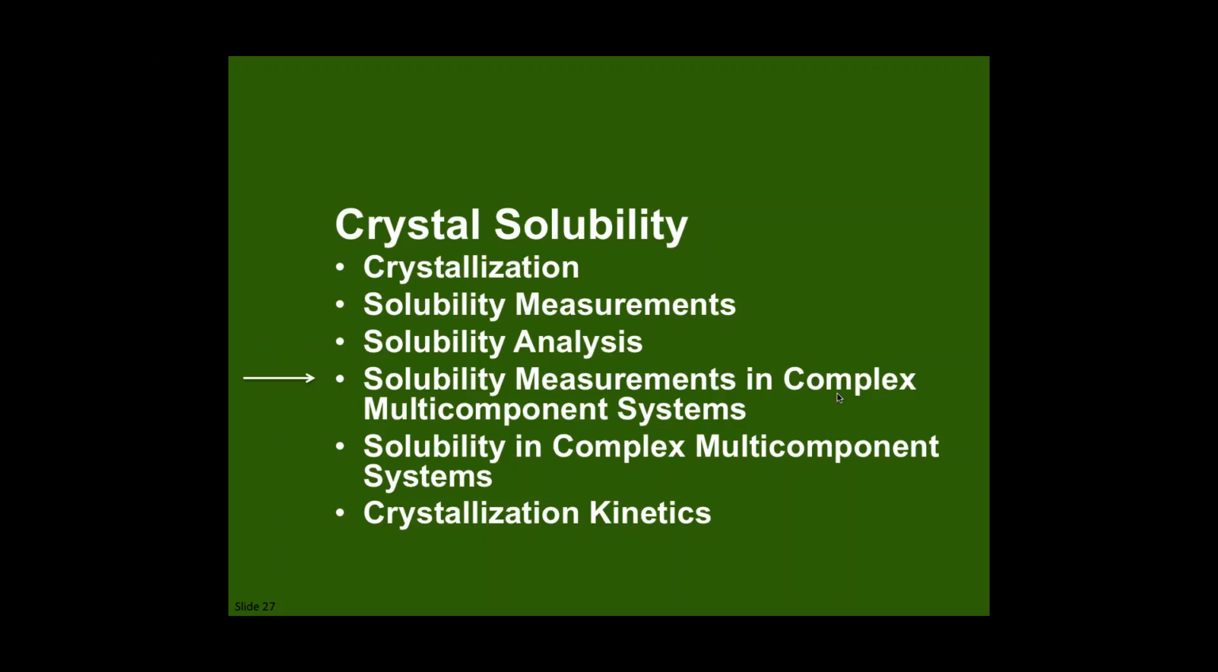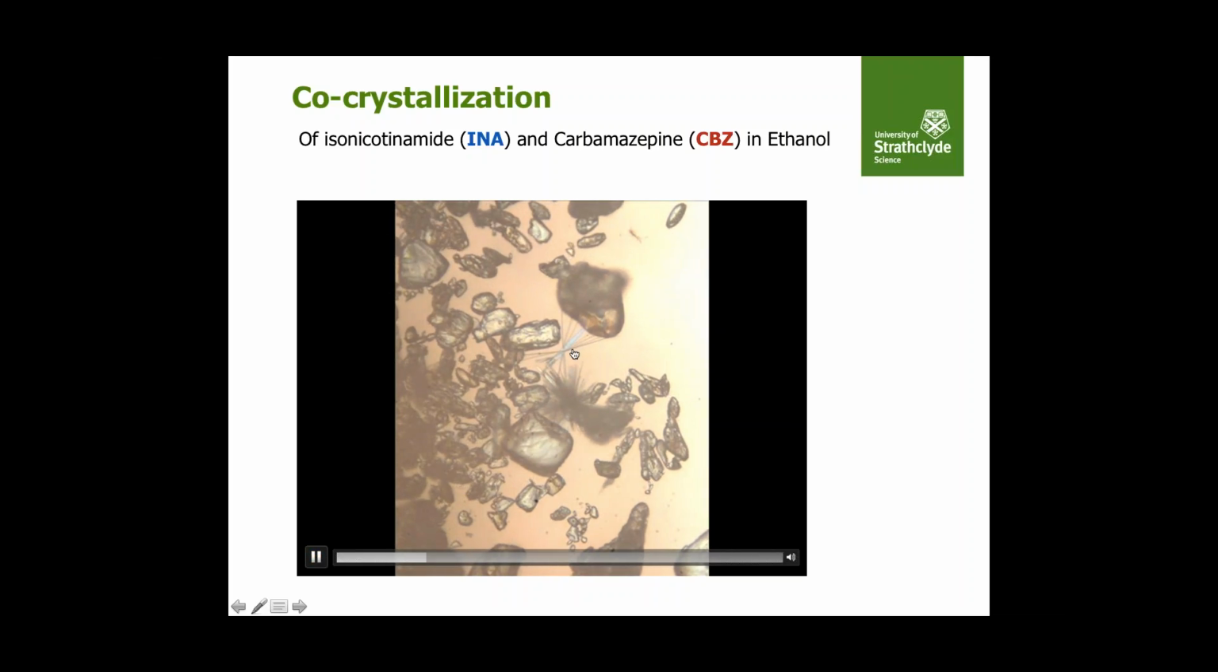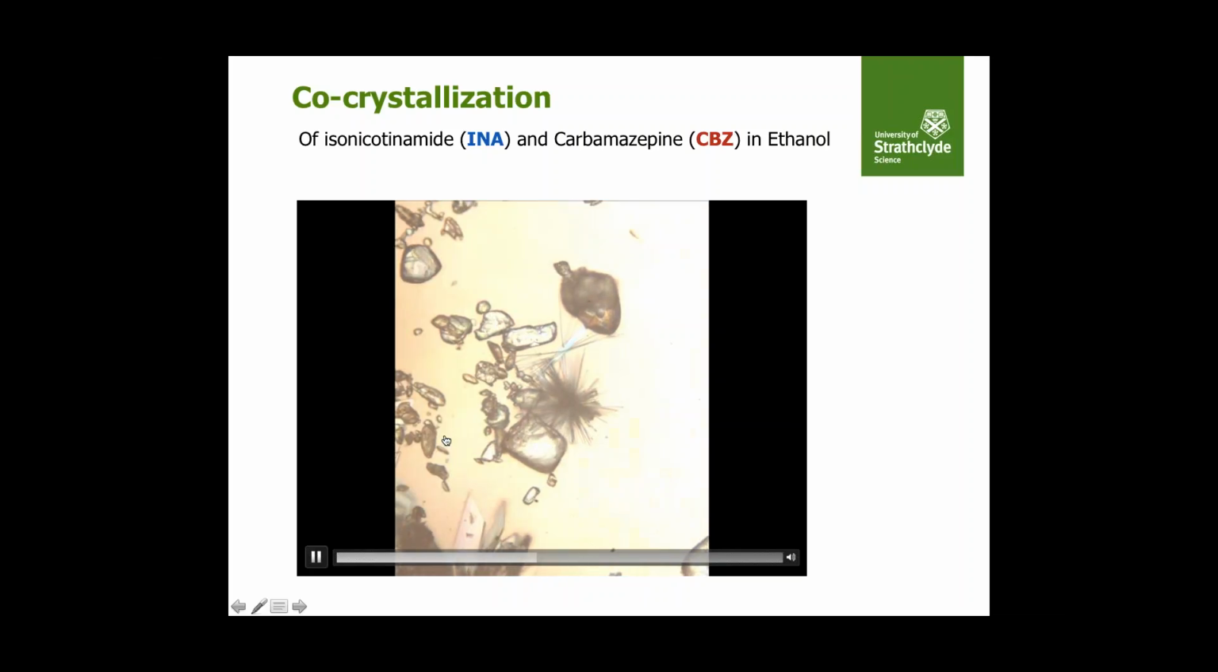So I'm going to the solubility measurements in complex multi-component systems. If you have several components in your system, you might end up crystallizing a compound that consists of several components, like in this movie, where you see a suspension of isonicotinamide and carbamazepine crystals. I just put these crystals in a microscopic vial and then added ethanol to them, and you see already these needle-like crystals appearing, and if the movie works, you see them grow out while the isonicotinamide and carbamazepine dissolve.